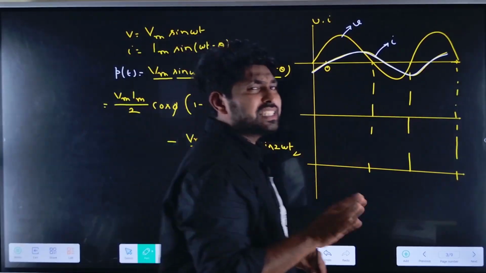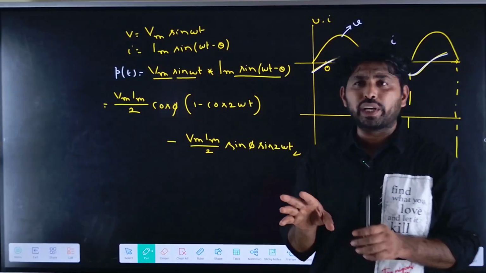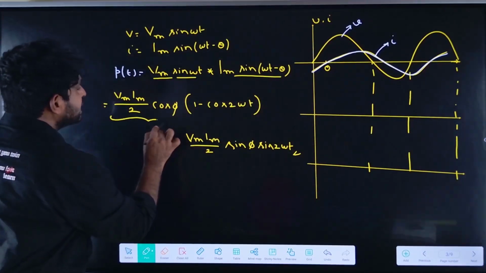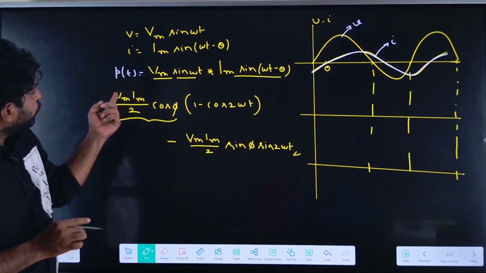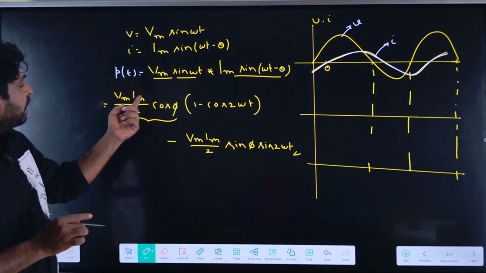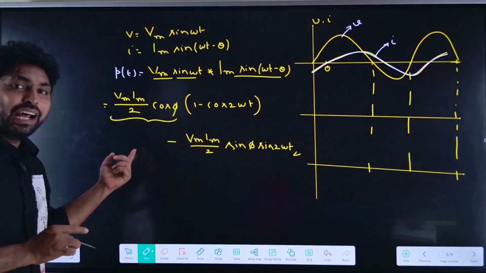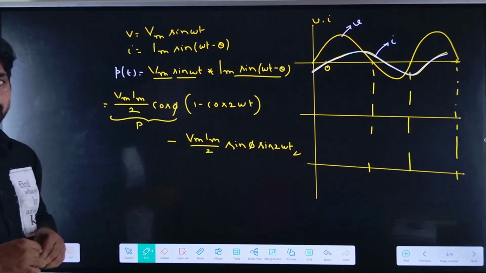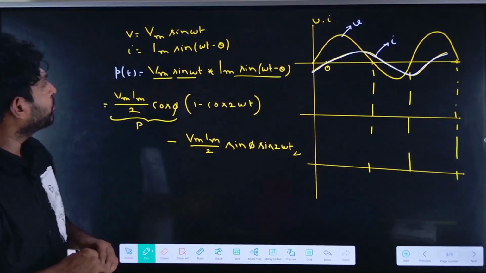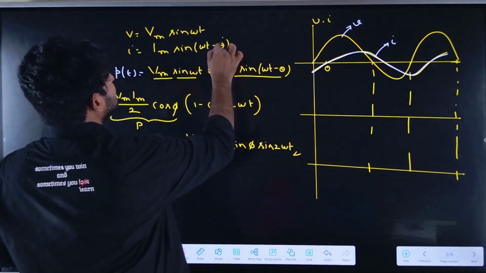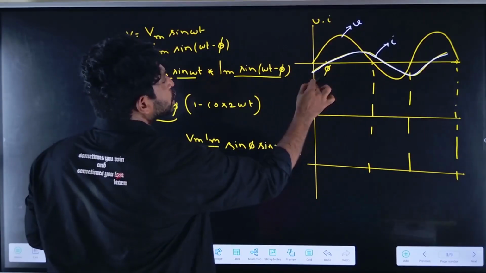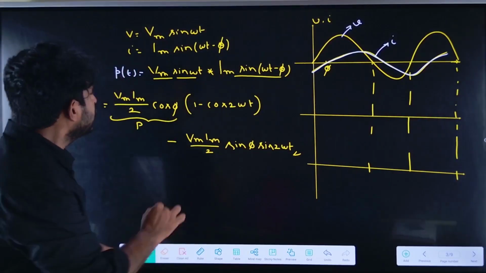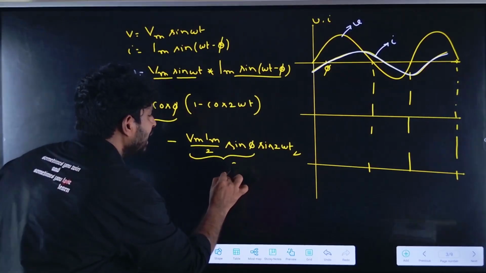But we need to understand how the reactive power behaves. Here it is VI cos φ. Vm Im / 2 is nothing but Vrms × Irms, which is equal to the active power. Then VI sin φ. Let me mark all this as φ, the power factor angle. So (Vm Im / 2) sin φ is the reactive power.